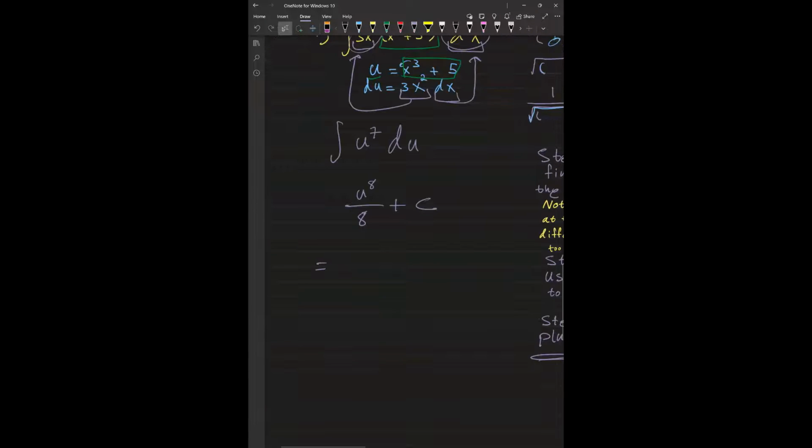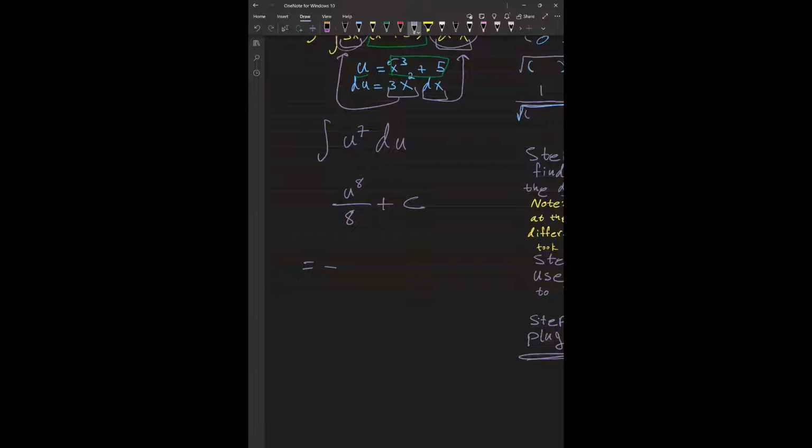So plug back u. We said that u equals to this. So now we'll say u to the 3rd power plus 5, all raised to the 8th power, plus c. Don't forget the plus c, because this is an indefinite integral, meaning that there are no limits. You have to write at the end plus c. Okay. All right. And this is the first example.